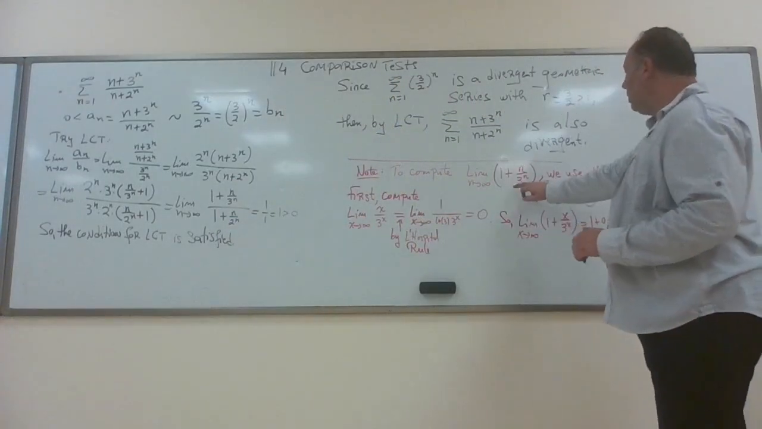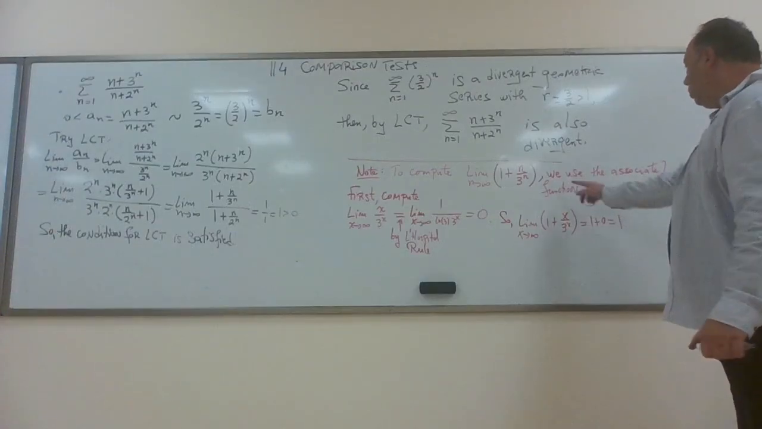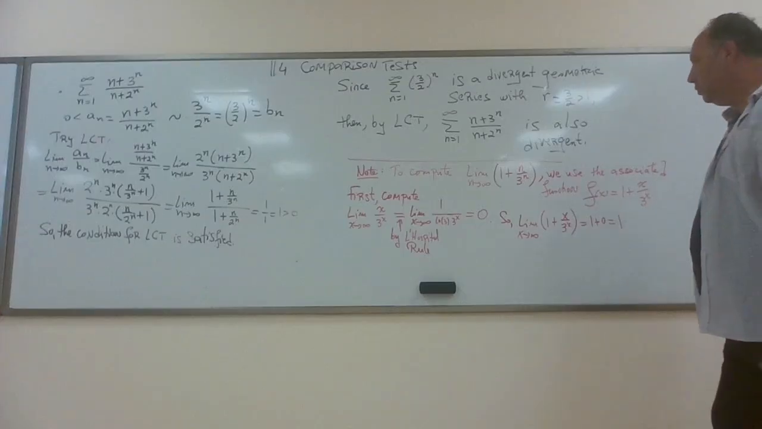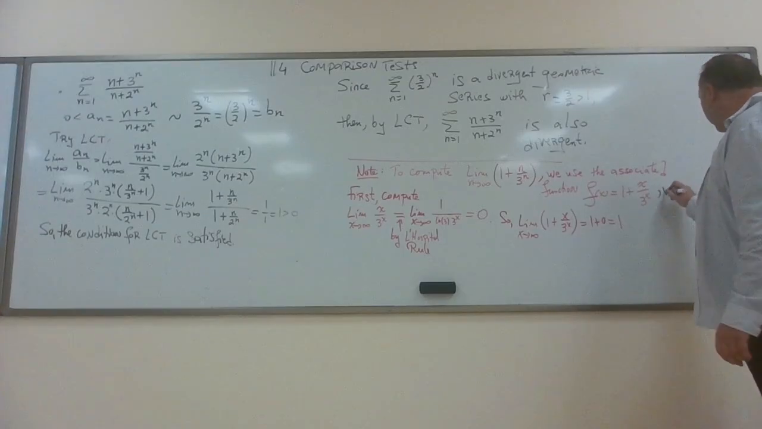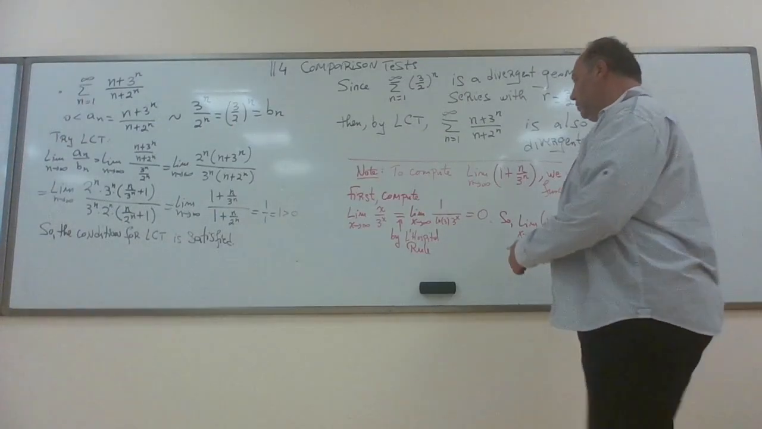So essentially what we do, we must convert this into a function of x. So we use the associated function, essentially we replace n by x. So x here is a real number. And then we will eventually use L'Hopital's rule.